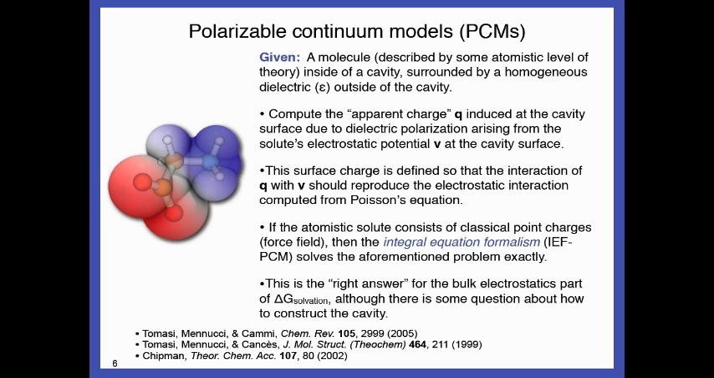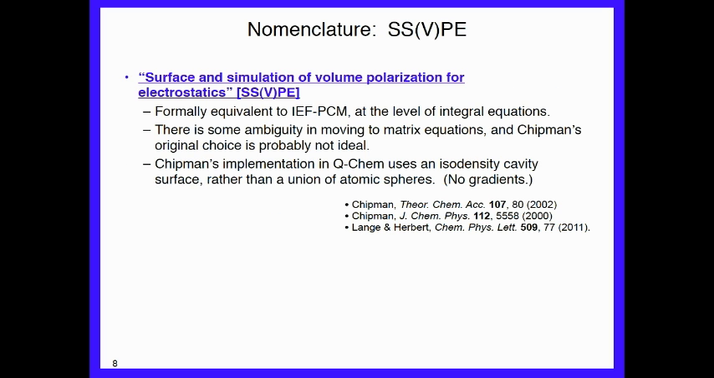The de facto standard for constructing these cavities is to take radii that are 1.2 times the van der Waals radii. So you wind up with a number of adjustable parameters, and the results that you get tend to be highly sensitive to those parameters. So the good news is that Chipman's model reduces the cavity surface construction to a single parameter.